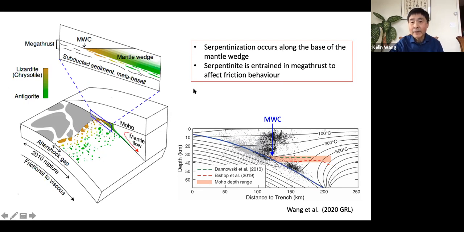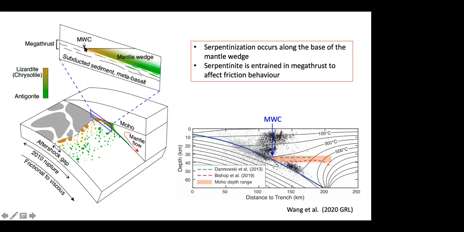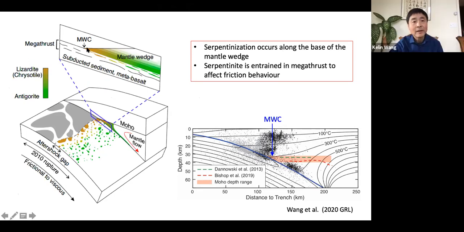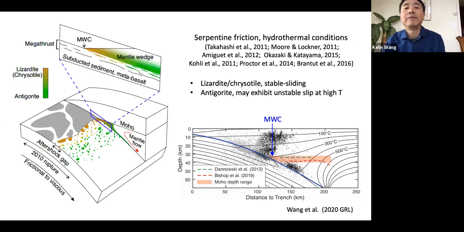And again, we expect most of the serpentine minerals to be lizardite and chrysotile at the shallower part of the base of the mantle wedge. As we go deeper, it becomes completely antigorite. And these serpentines will be entrained into the megathrust fault zone, to have these serpentine-rich patches. There are numerous studies of serpentine friction under hydrothermal conditions.